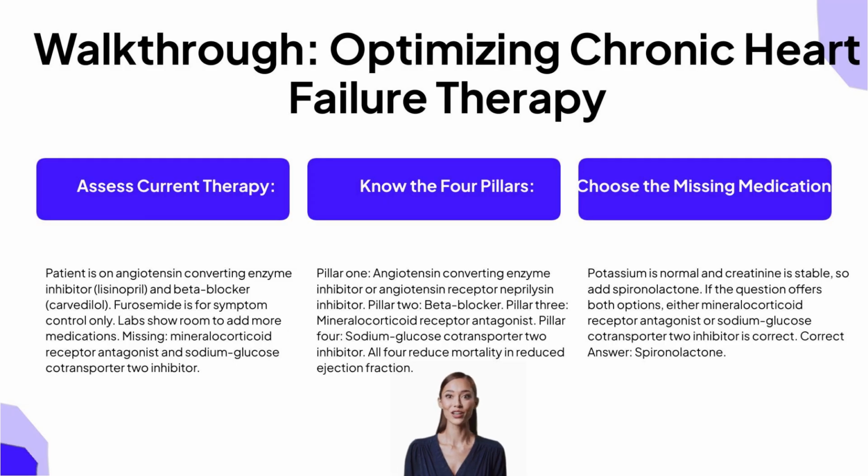Let's work through the medication optimization systematically. The patient has pillar 1 covered with lisinopril. He has pillar 2 covered with carvedilol. He's missing pillar 3, the mineralocorticoid receptor antagonist, and pillar 4, the sodium glucose cotransporter 2 inhibitor. The question confirms his potassium and creatinine are acceptable, meaning it's safe to add spironolactone. If the question asks what to add next, either a mineralocorticoid receptor antagonist or a sodium glucose cotransporter 2 inhibitor would be correct. Note that furosemide is not a pillar because it doesn't reduce mortality.